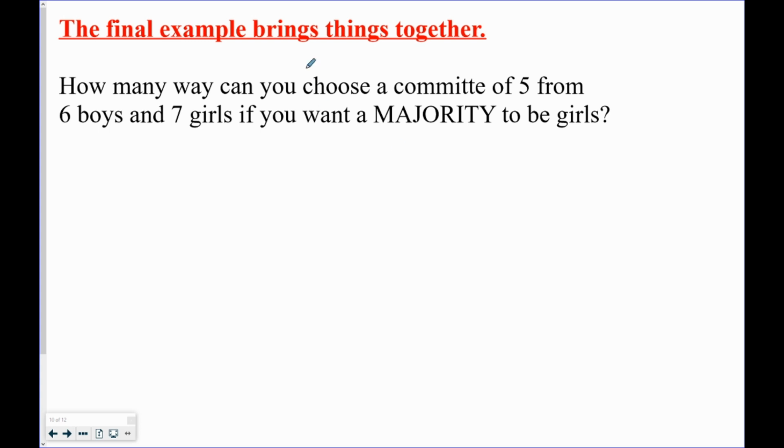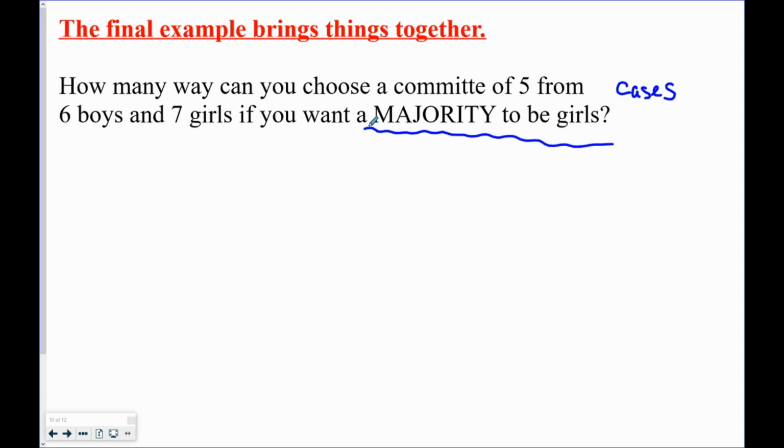Okay, final example kind of brings everything together. So let's see. How many ways can you choose a committee of 5 from 6 boys and 7 girls if you want a majority to be girls? So this is going to have some cases. It's bringing everything together in the sense that we have a question that has cases, so we'll be adding them together, and you need to figure out, is it a combination or a permutation? It's definitely a combination because the committee doesn't have any specific positions, right?